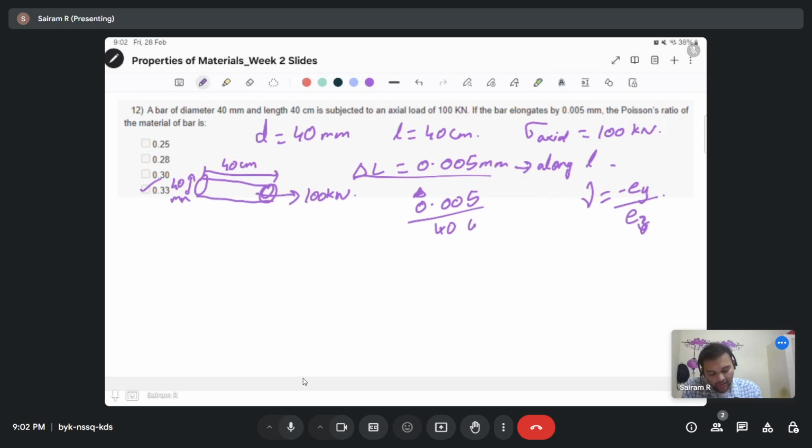40 centimeter, and 1 centimeter is 10 millimeters, so it's 400 mm. So this becomes, let me just use my calculator, 0.005 divided by 400.